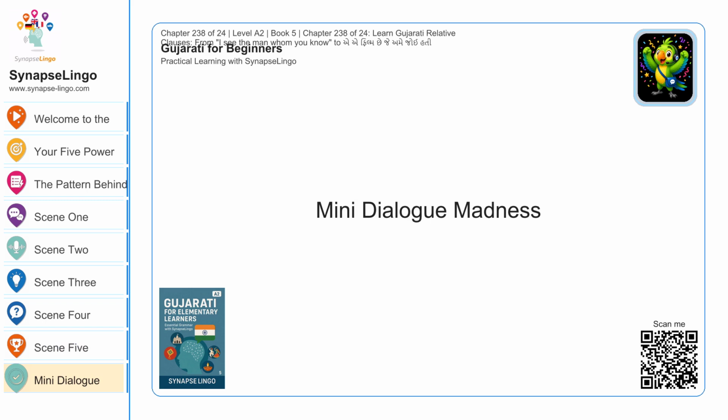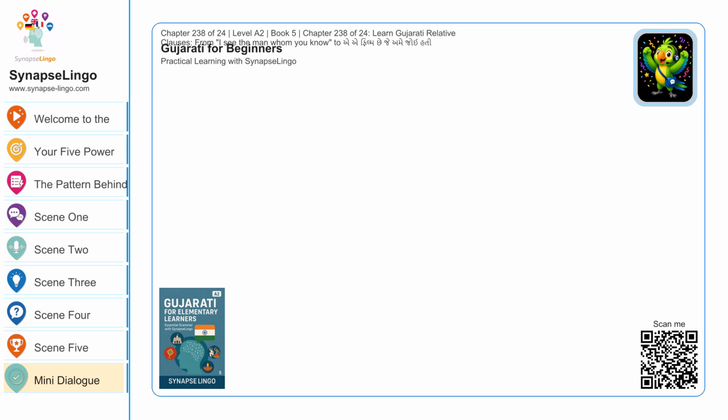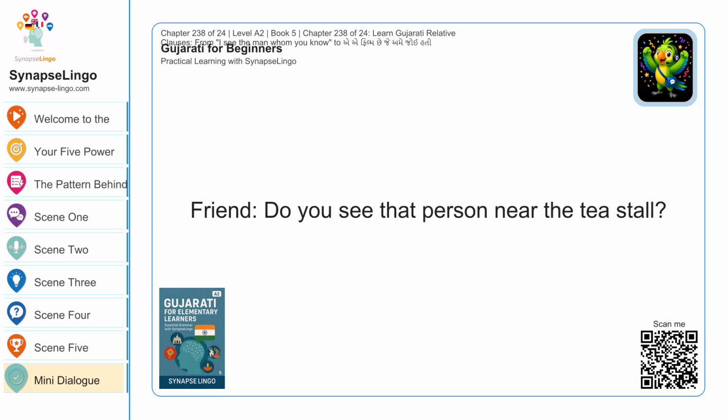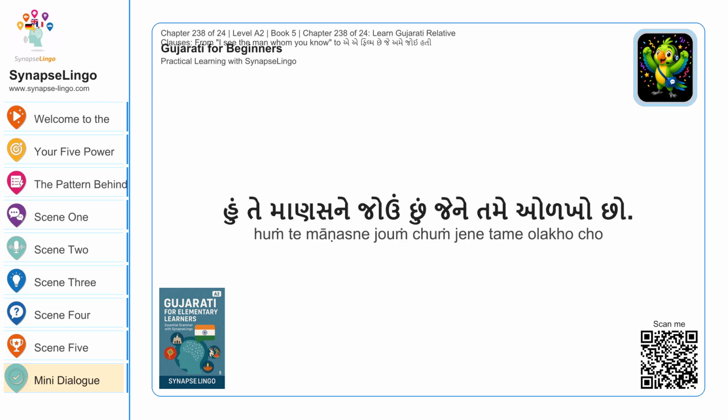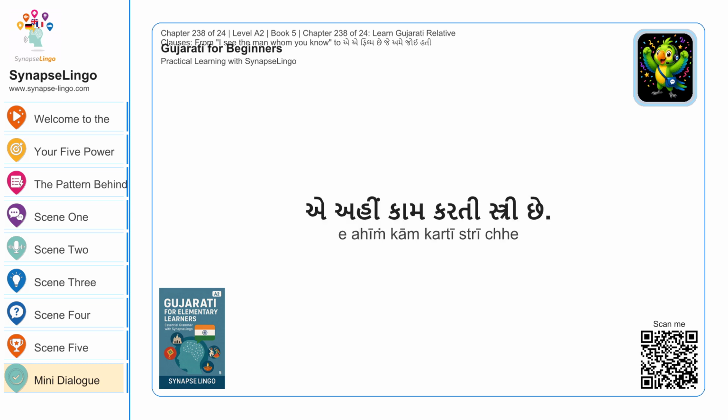Mini dialogue madness. Now let's put the sentences into a playful dialogue. Listen like a scene is unfolding around you. Friend, do you see that person near the tea stall? You. હું તે માણસને જોઉં છું જેને તમે ઓળખો છો. Manager, who can help us here? You. એ અહીં કામ કરતી સ્ત્રી છે.